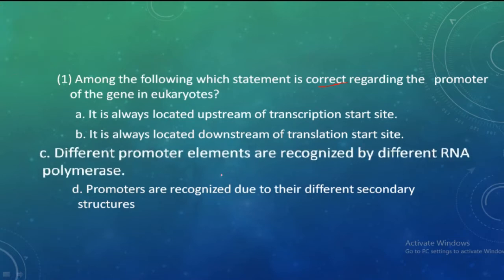Your answer is C: different promoter elements are recognized by different RNA polymerases. So sentences A, B and D are not correct. It is not necessary that the promoter will always be upstream, it is also not necessary that it will be downstream of the translation site, and D is also not correct. So the right answer is C.